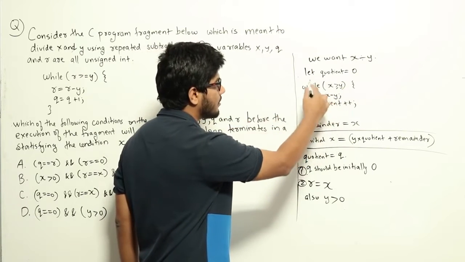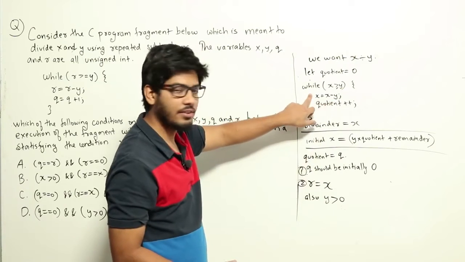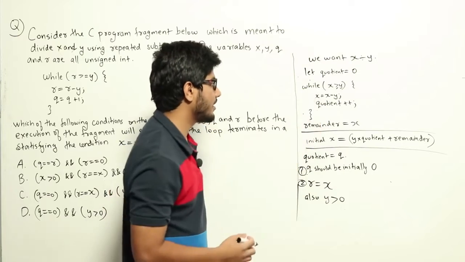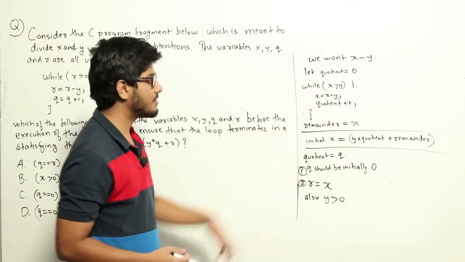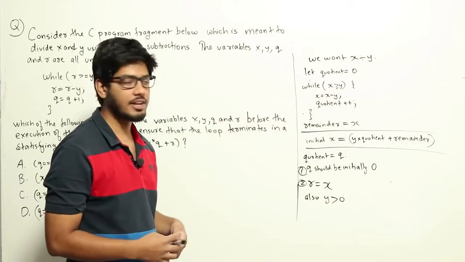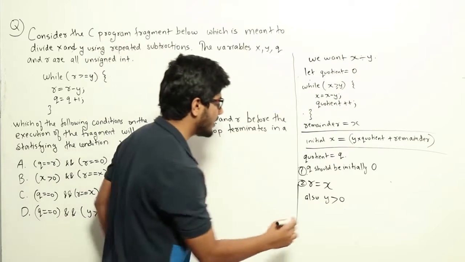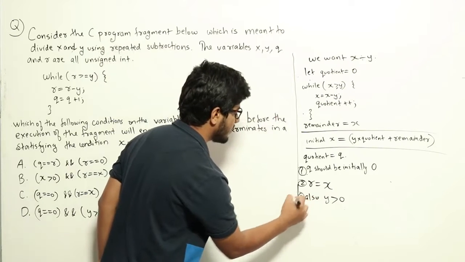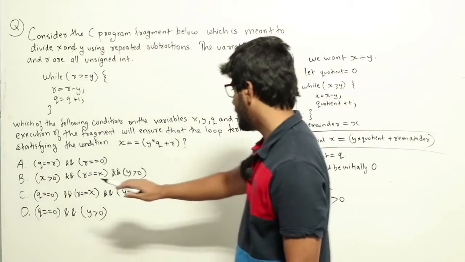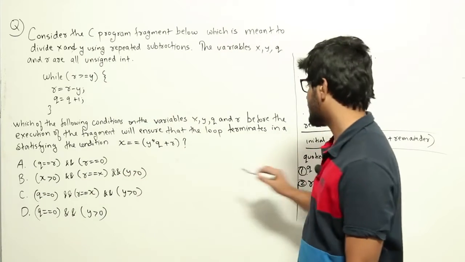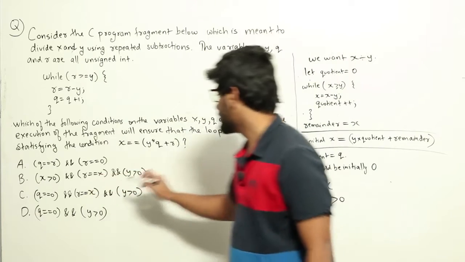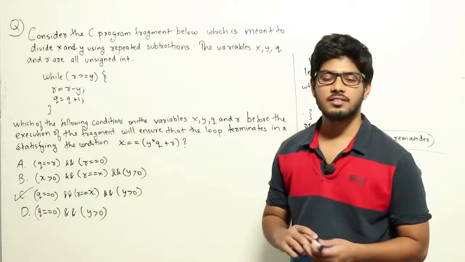Only if y is greater than 0, this loop will reduce x, and only if x is getting reduced, this will terminate eventually. If y is 0, it is just like division by 0, and this loop will keep on executing without any change, and that will result in an infinite loop. So one other condition is that y should be greater than 0. That's the third condition. Now let us look at the options here. If you look at C, that covers all: q equal to 0, r equal to x, and y greater than 0. So option C is the right answer.